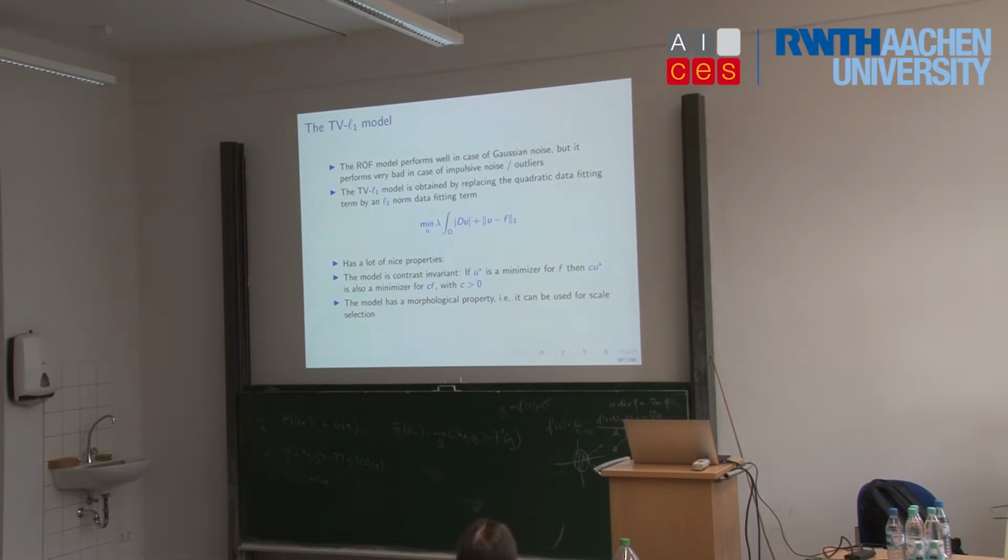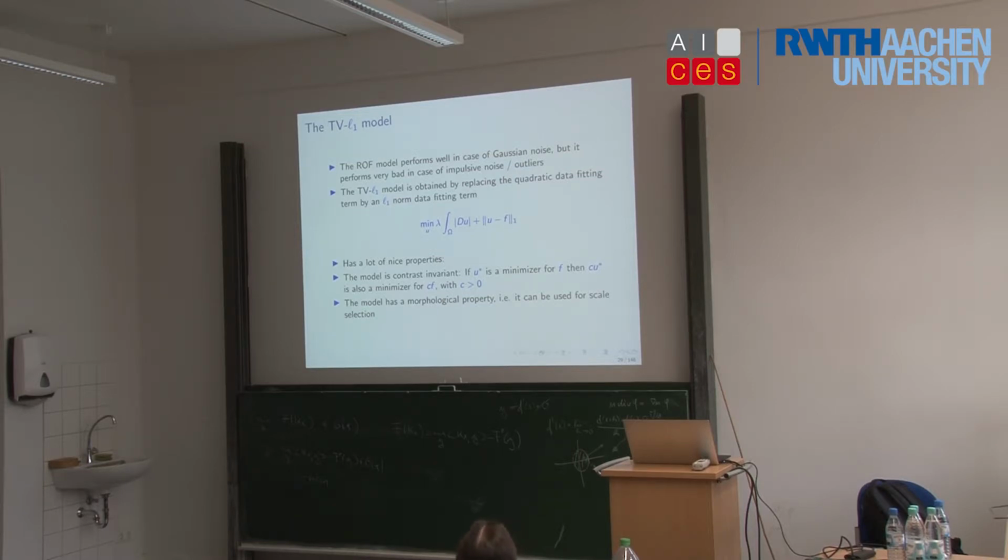And in this case, the noise is not Gaussian distributed. It's more impulsive or outlier noise. And it turns out that the so-called TV-L1 model is much better in this case. And it just means that the quadratic distance here is replaced with the L1 norm.